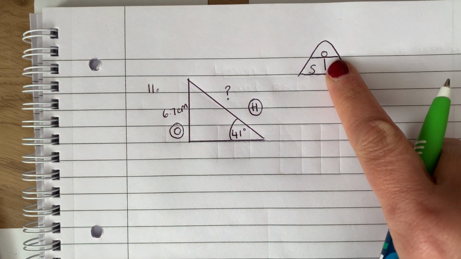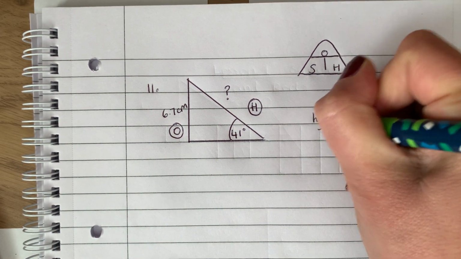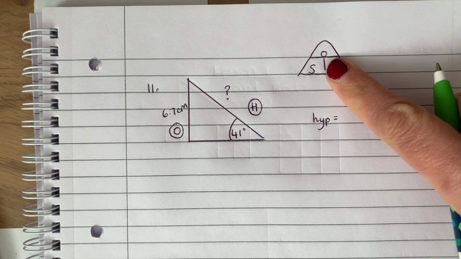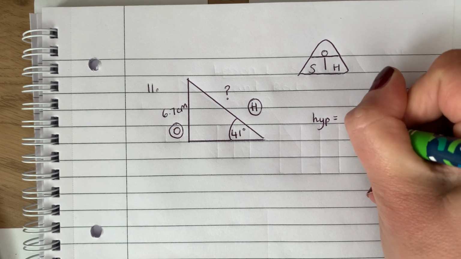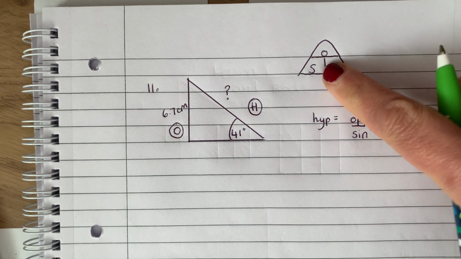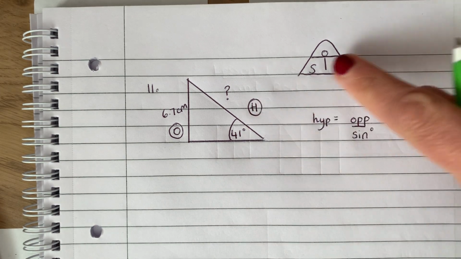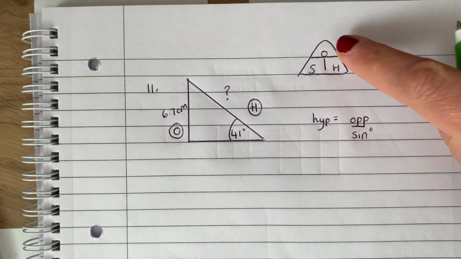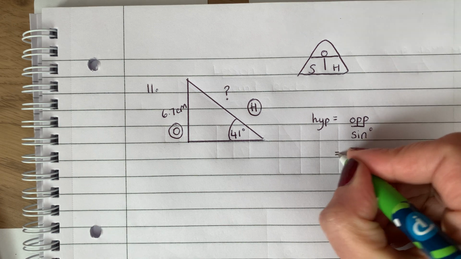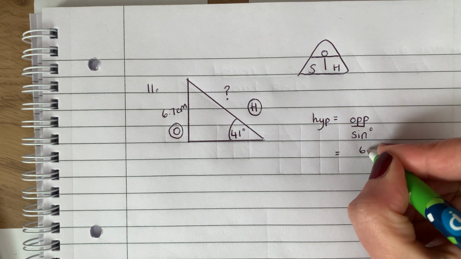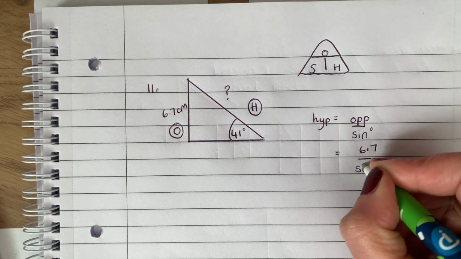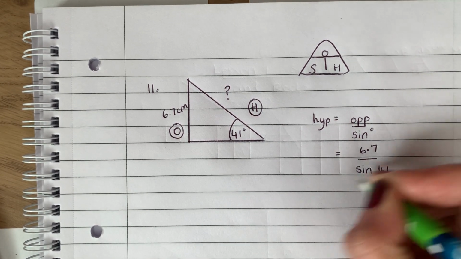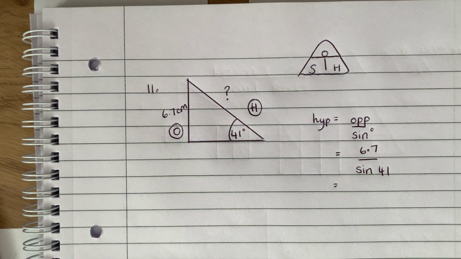So I'll put my finger over hypotenuse, and hypotenuse is equal to opposite over sine. Notice there, you put your finger over what you want to know, hypotenuse is opposite over sine. So you simply would have 6.7 over sine, remember always next to that would be sine 41, which will give us an answer of 10.21.